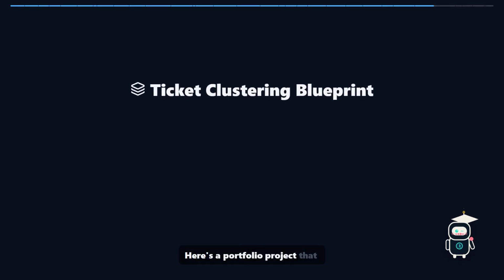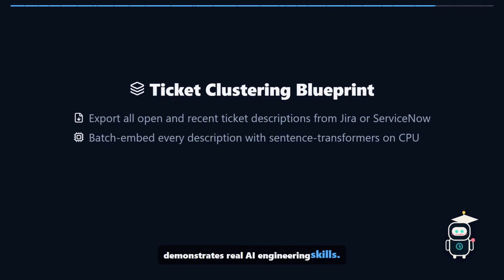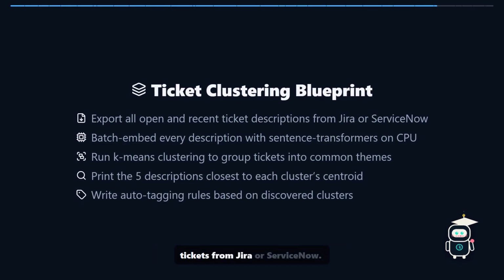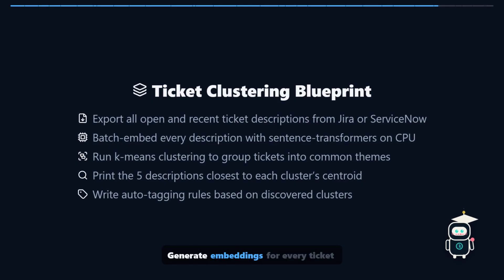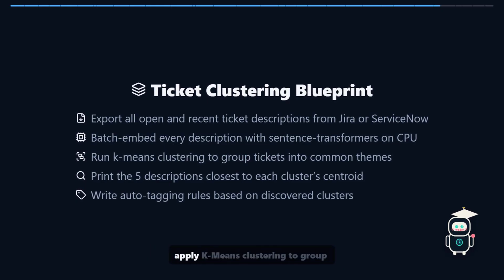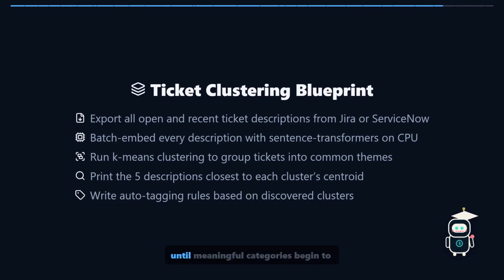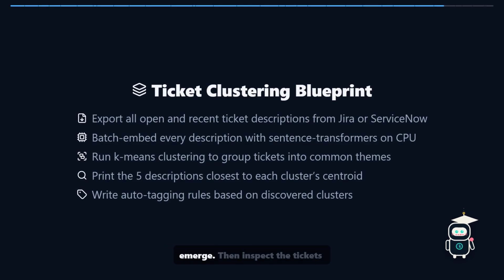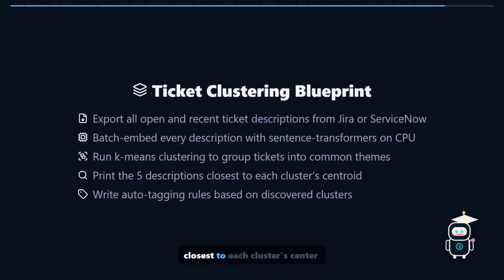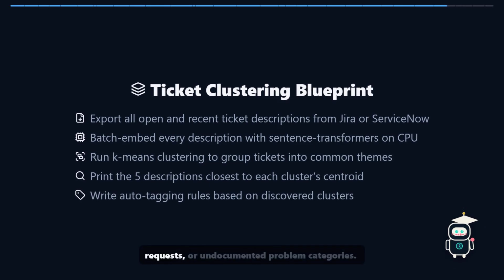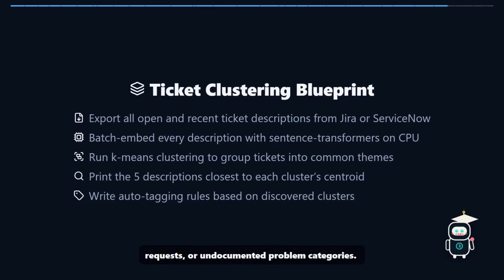Here's a portfolio project that demonstrates real AI engineering skills. Export several hundred historical support tickets from Jira or ServiceNow. Generate embeddings for every ticket using a sentence transformers model. Next, apply k-means clustering to group semantically similar tickets together. Experiment with different numbers of clusters until meaningful categories begin to emerge. Then inspect the tickets closest to each cluster's center to identify recurring issues, duplicate requests, or undocumented problem categories.